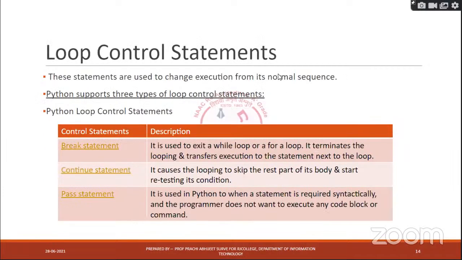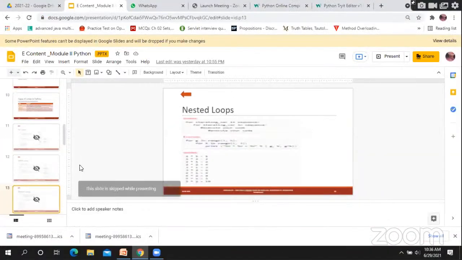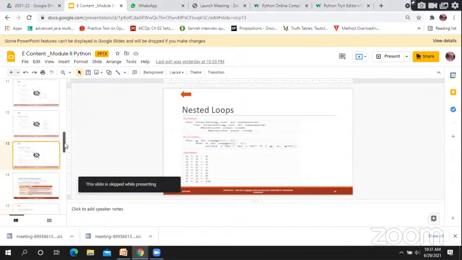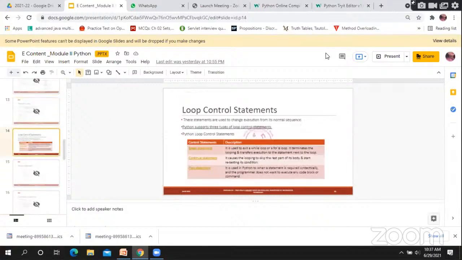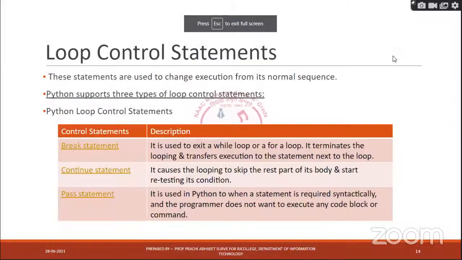So next is loop control statement. Types of loops are for loop, while loop, and the nested loop. Okay, loop control statement does what? They control the looping activity. Okay, as the name suggests. These statements are used to change the execution from its normal sequence.